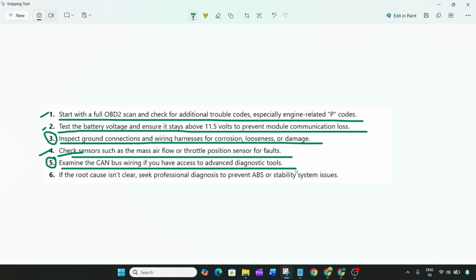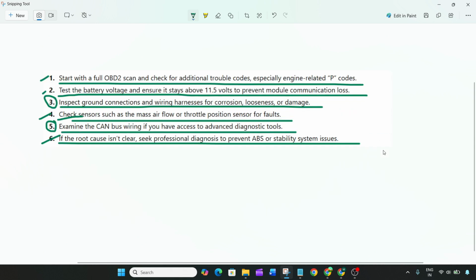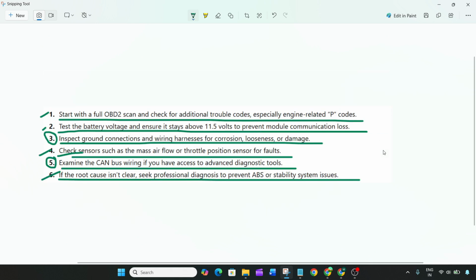4. Check sensors such as the mass airflow or throttle position sensor for faults. 5. Examine the CAN bus wiring if you have access to advanced diagnostic tools. 6. If the root cause isn't clear, seek professional diagnosis to prevent ABS or stability system issues.